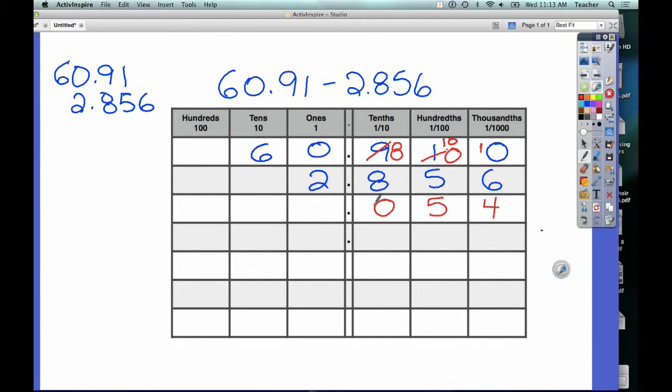I have another problem. Can I take 2 from 0? No, so I have to go to the next column over and borrow a 10 from the next place over. 10 minus 2 is, we could add a 0 there. 5 minus 0. So the answer should be 58 and 54.